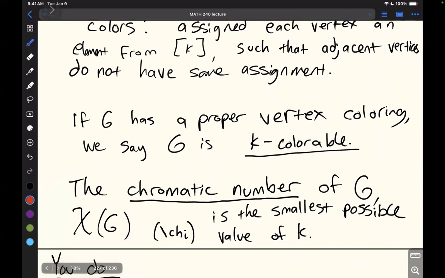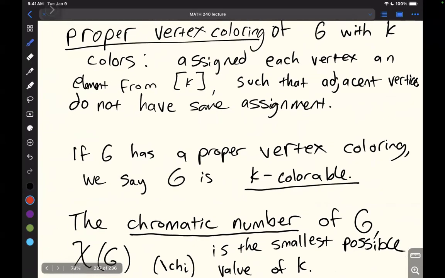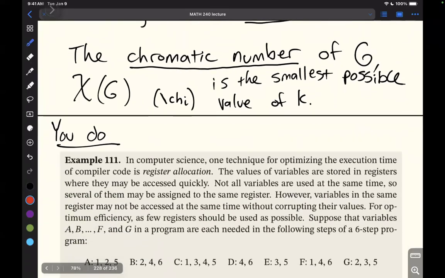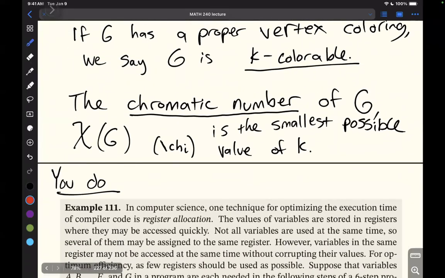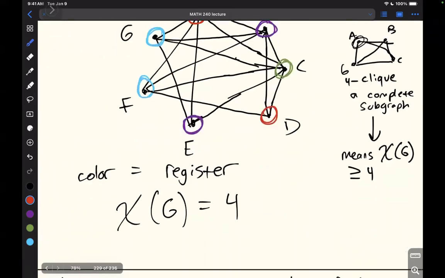And if it has a proper vertex coloring, then we can say that that graph in general is K colorable, where K is however many colors we used. So here, we used 3 colors, and so this graph is 3 colorable. And then furthermore, we say that the chromatic number of our graph is the smallest possible value that we can color it in with.